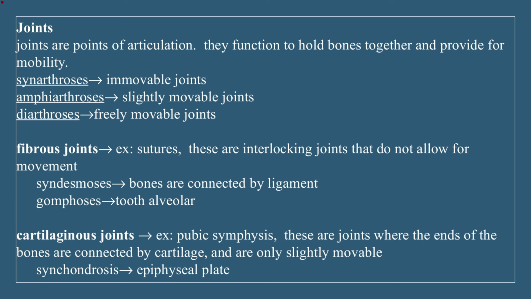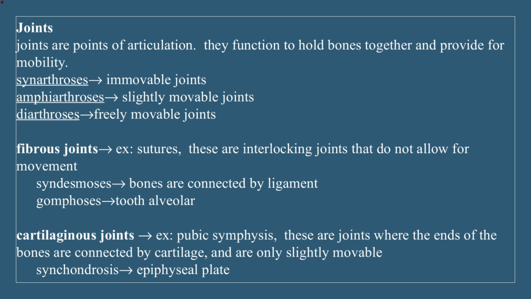And I think we mentioned synovial membranes when we talked about tissues, and we talked about mucous membranes and serous membranes and cutaneous. Those were all epithelial. And then we talked about the synovial membrane, which is connective tissue. And so those synovial joints are those freely movable joints. Okay, so we have fibrous joints like sutures.